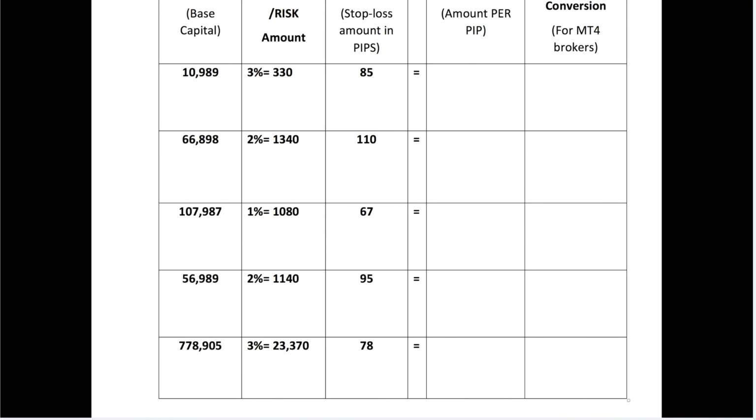Anyway, if you have a balance of $750,000, then the risk figure is slightly larger, 23,370. That's 3%. So 1% is going to be around 7,000, 8,000. Imagine how much money you can make when you do have that kind of capital. And you can work towards this. It's not just going to come overnight.